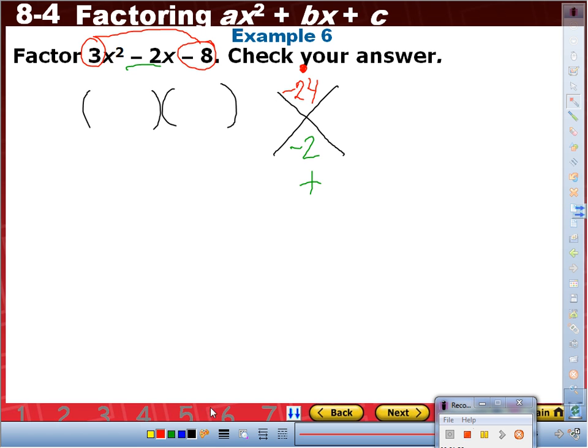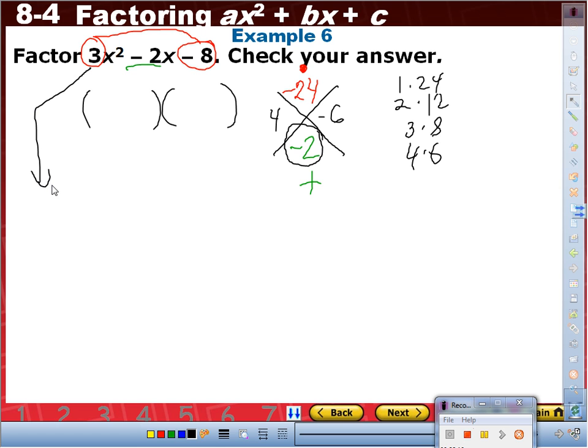So what are the factors of 24? 1 times 24, 2 times 12, 3 times 8, 4 times 6. Which one of those pairs adds or subtracts to give me 2? 4 and 6. But now check this out. If the product is negative, that means one of the two has to be negative. The biggest number will carry the sign of the sum. So my biggest number is 6. What is it? Negative.